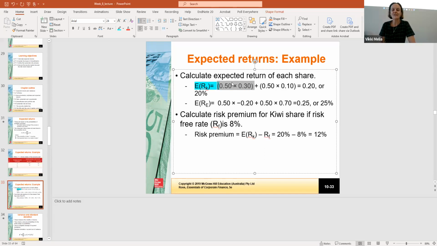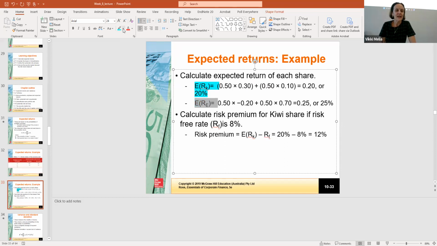So the first one is if the economy is in recession, and the second one is when the economy is in boom. Multiply the expected return by the probability and add them together. So the overall expected return from shares in Kiwi is 20%.